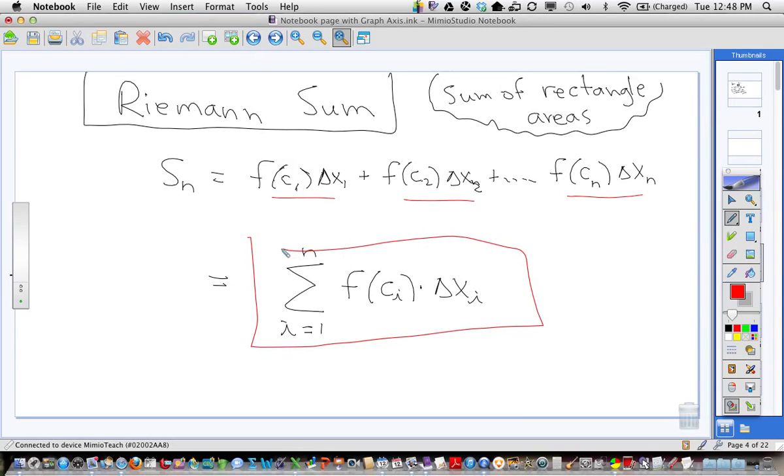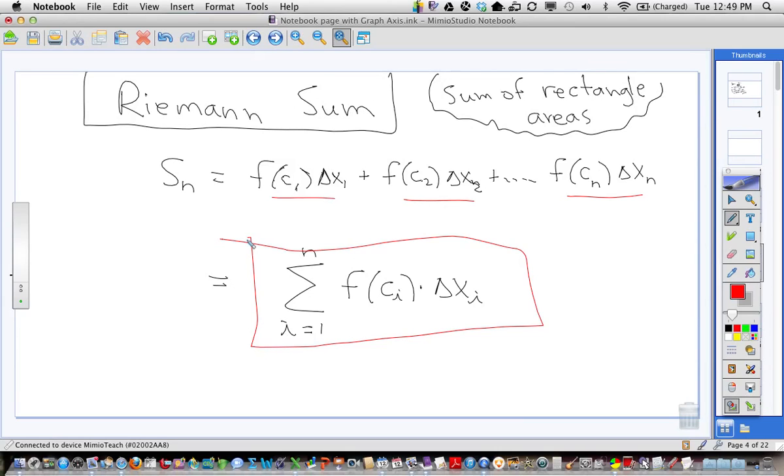So, we need to do a little bit of refresher about sigmas. Because this sigma notation is going to play an important role in what we do today. Now, it's pretty easy. It's all about patterns. And finding patterns and seeing patterns and how we write it will be important. What this is saying is we're going to add up n terms that have this pattern to them.